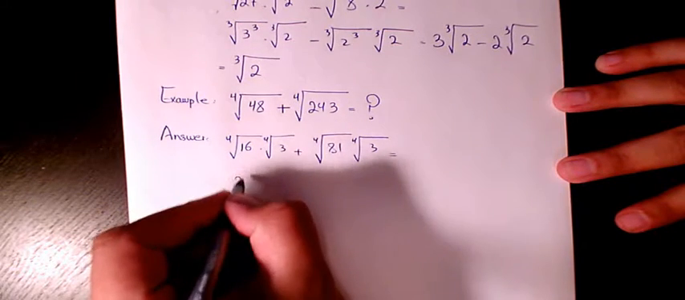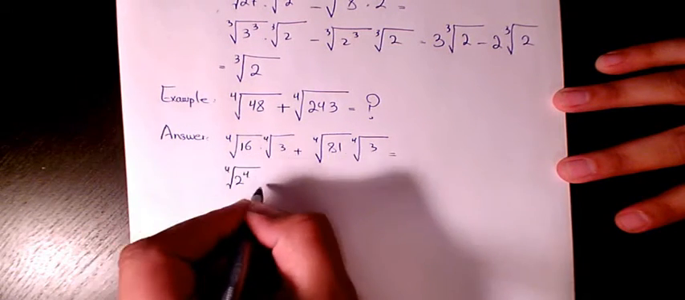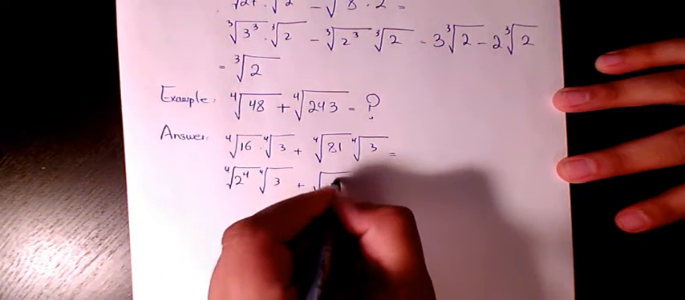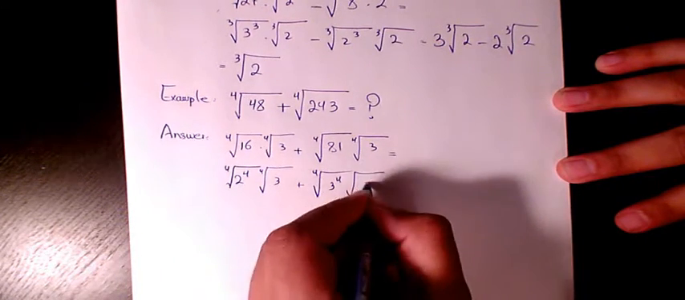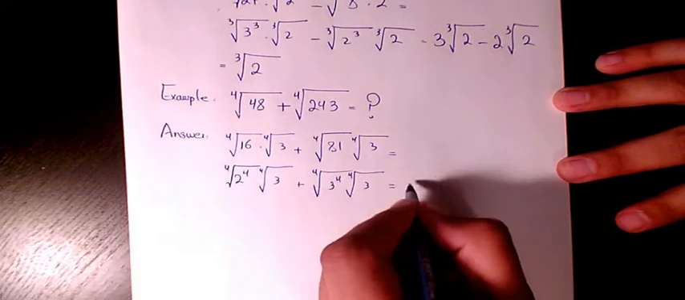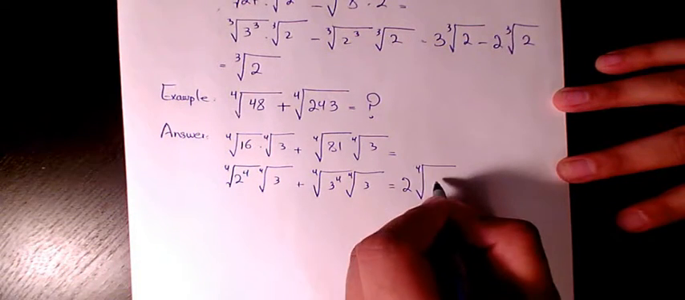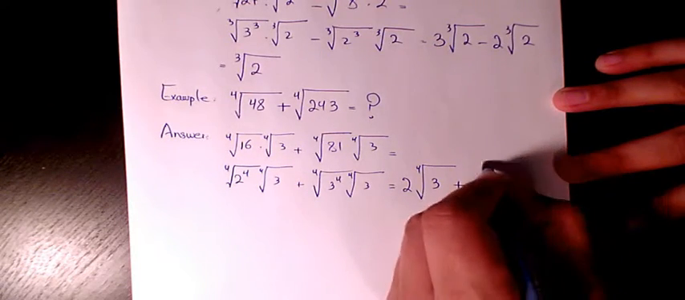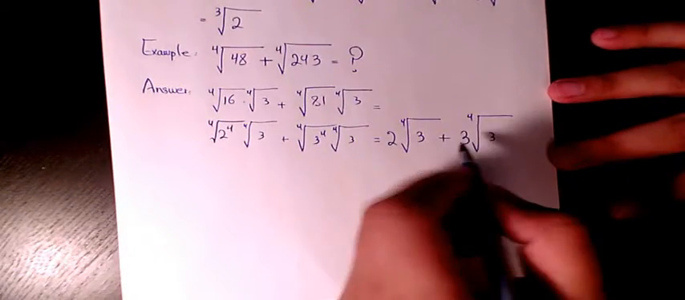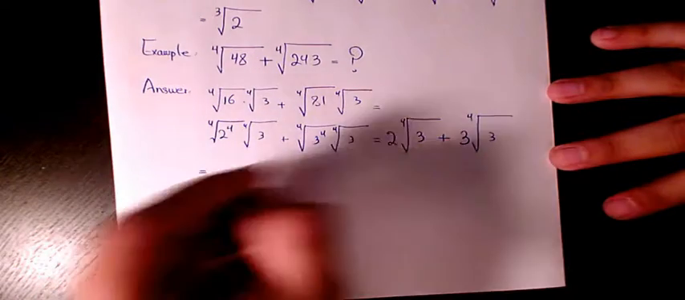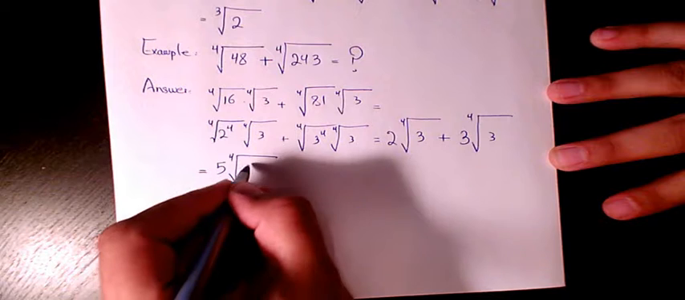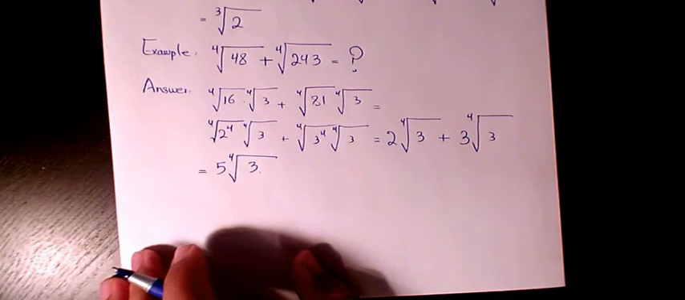16 is 2 to the power 4. 81 is 3 to the power 4. So that makes it 2 4th root of 3 plus 3 4th root of 3. So 2 plus 3 is going to be 5. So the answer is going to be 5 4th root of 3.